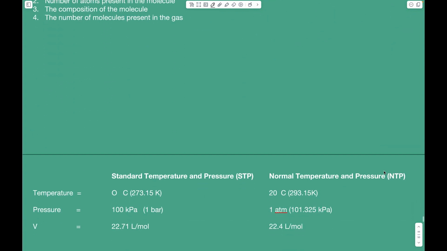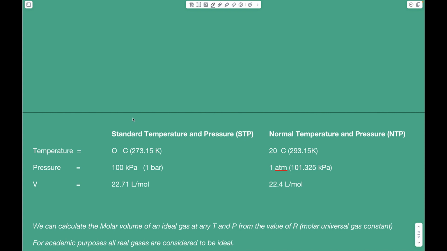So we need a standard, and IUPAC created a standard called Standard Temperature and Pressure, and it has the abbreviation STP. STP stands for Standard Temperature and Pressure. And in this standard, 0 degrees centigrade or 273.15 Kelvin is taken as the standard temperature, and 100 kilopascals or 1 bar is taken as the standard pressure.